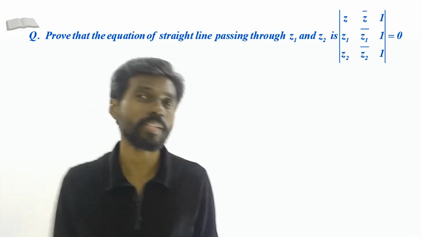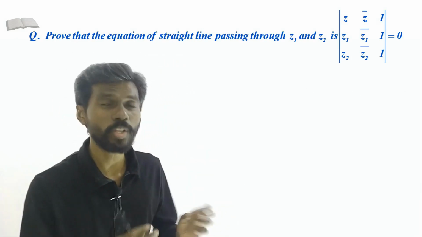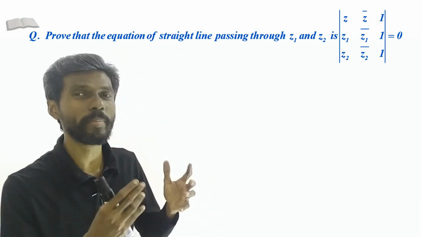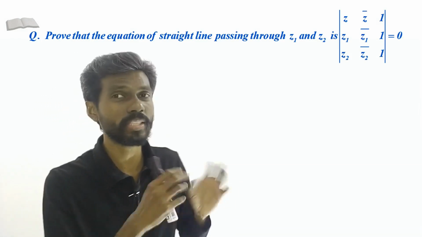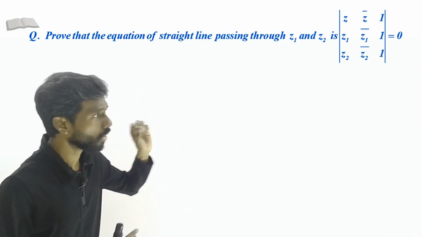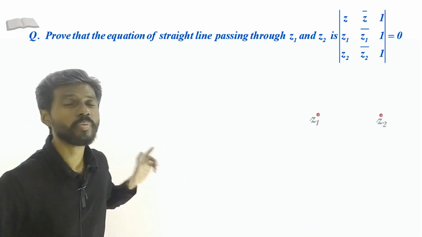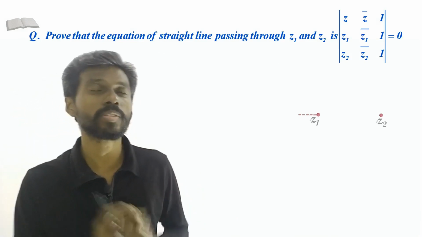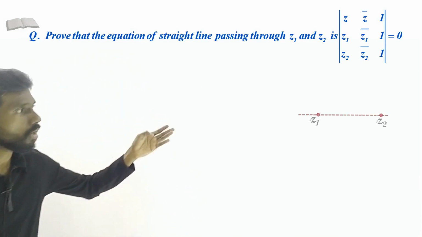This is also an equation of a straight line, but written in a different form without any parameter t. There is no new parameter t, only using the given points z1 and z2. So we have to write the equation. Here also we have 2 points z1 and z2. We have to find the equation of the straight line passing through these points.